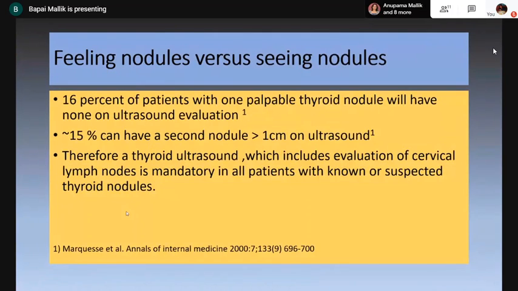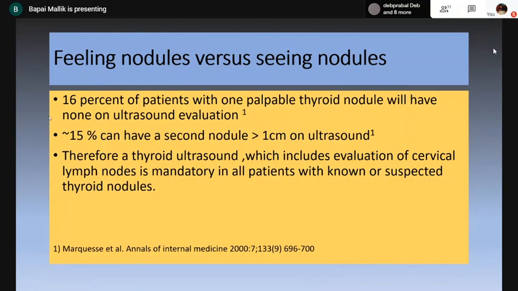So the next issue is, what about nodules? If you feel a nodule and if you see the nodule on ultrasound, they're not really the same thing, for these reasons. First of all, quite surprisingly, 16% of patients with one palpable thyroid nodule will have none on ultrasound evaluation. So out of every 100 patients, there will be 16 patients where you think there is a nodule, put the patient under ultrasound evaluation and there is no nodule.